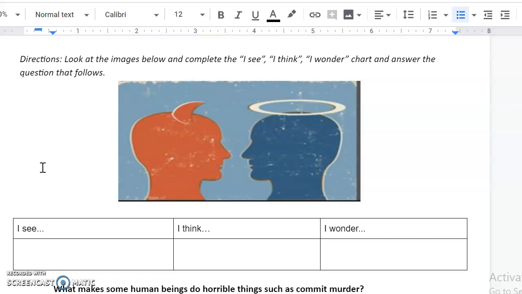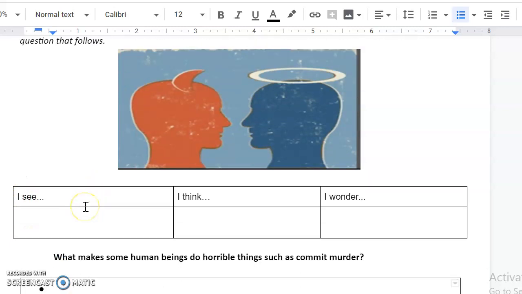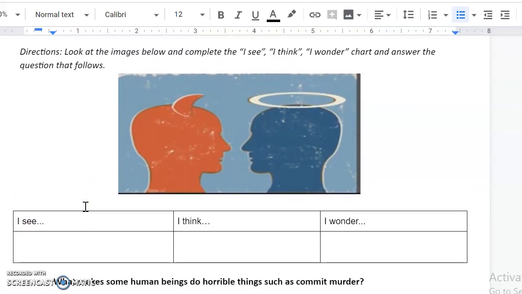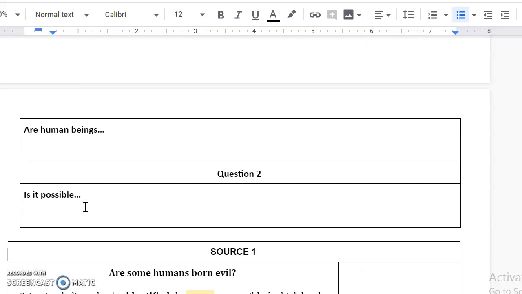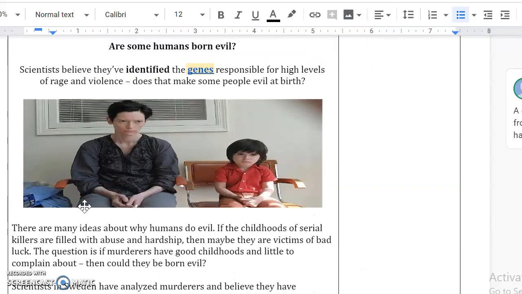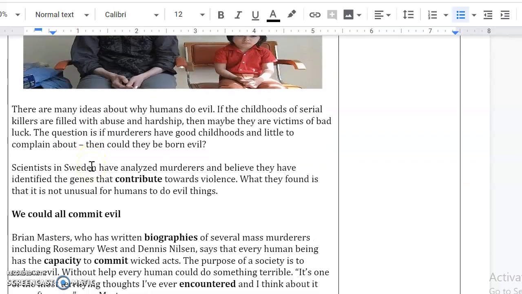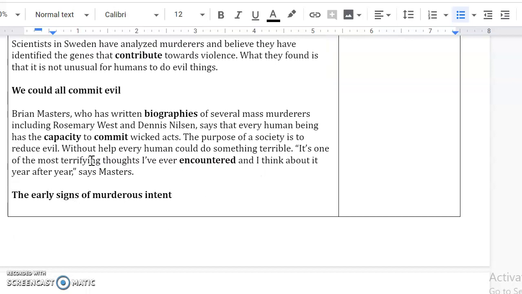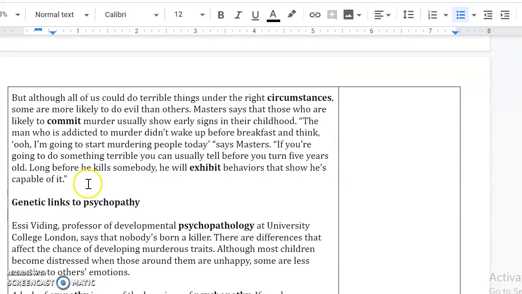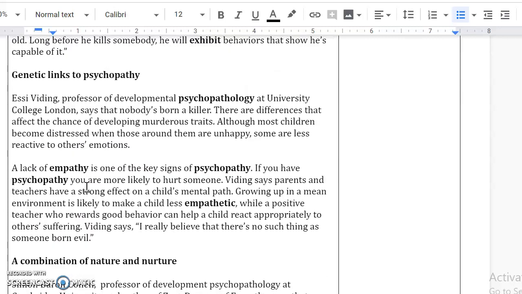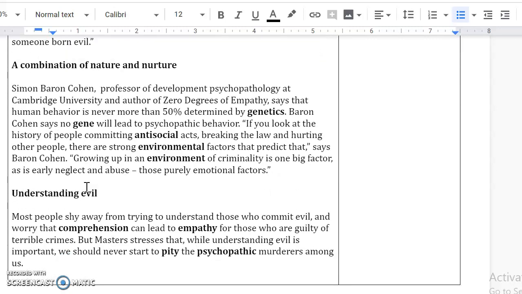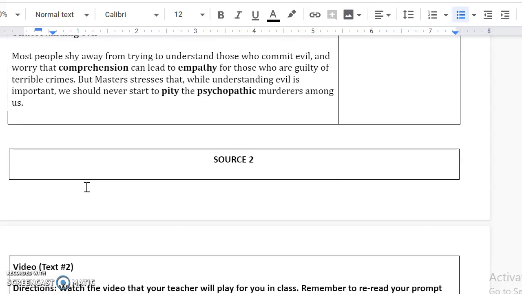So, before we do this beginning part, I want to explain what I mean when I say sources. So there's 3 sources. Here's the first source. It's an article. Are some humans born evil? This is about an author that's talking about whether human beings are born evil or whether they have to learn to be evil. He's going to have a specific opinion whether he thinks they're born evil or they learn it. It's going to be your job to find evidence of what he thinks.